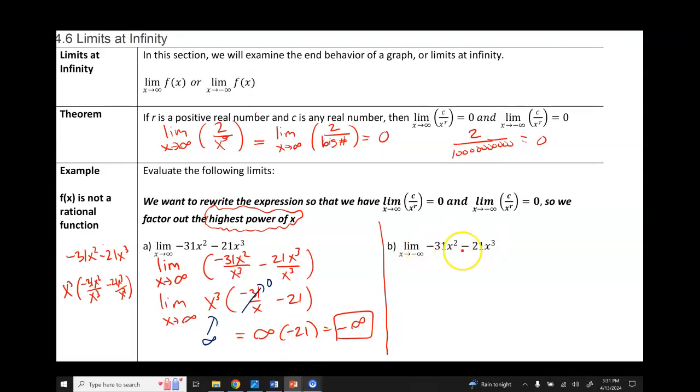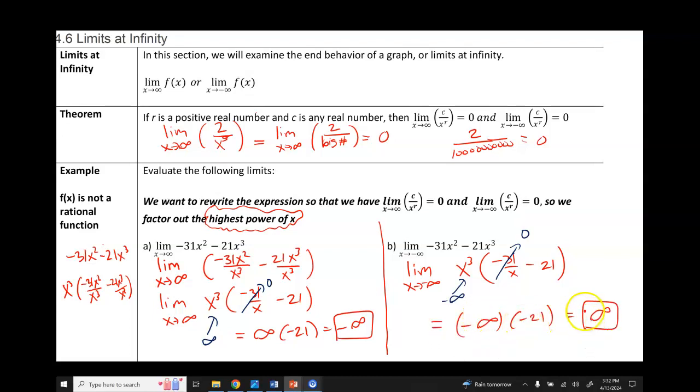We're going to use the same principle for the second problem. We're going to factor out an x cubed. So we did that here, so it's the same thing. It's negative 31 over x minus 21. But this time, if you have a negative infinity raised to the third power, so imagine a really big negative number raised to the third power, it's going to give you negative infinity. And this thing is equal to 0 because you have negative 31 divided by negative infinity. That's going to approach 0. So we have a negative infinity times a negative 21, which is going to give you a positive infinity. So the trick here, once again, is to factor out the biggest power of x and then go from there.